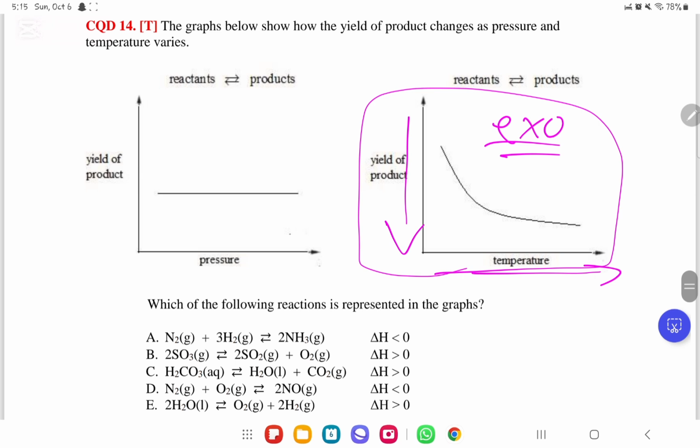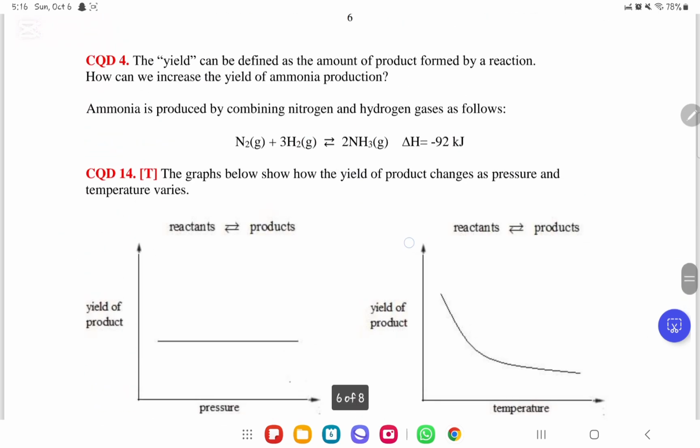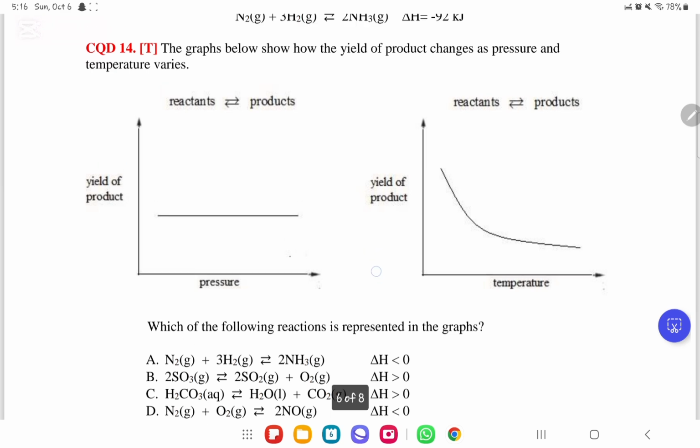So we're going to cancel out everything that's not exothermic. So we cancel out B, we cancel out C, and we cancel out E. And now, if we use this graph, we would be left with A and D. And how do we know if it was A or D? We would look again at the first graph, and so then we would know that A is not our answer, and D is our answer. So that's for CQD number 14.